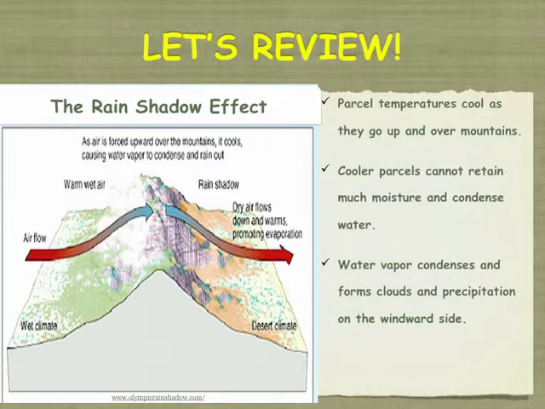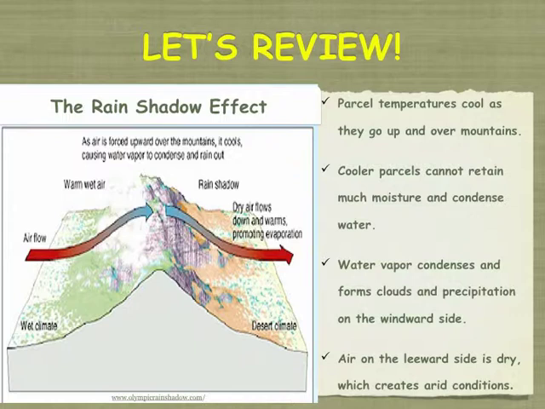As the parcels descend on the leeward side of the mountains, the air becomes much warmer and has considerably less moisture. Conditions on the leeward side of the mountains are significantly drier, which creates arid environments.